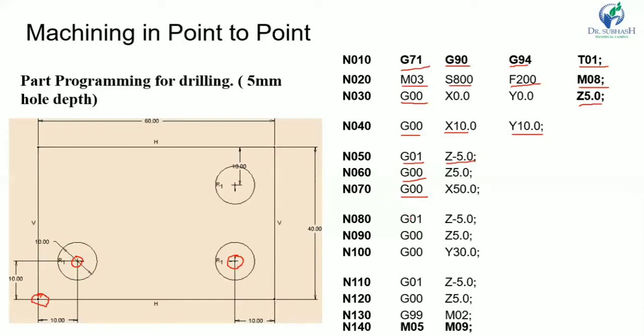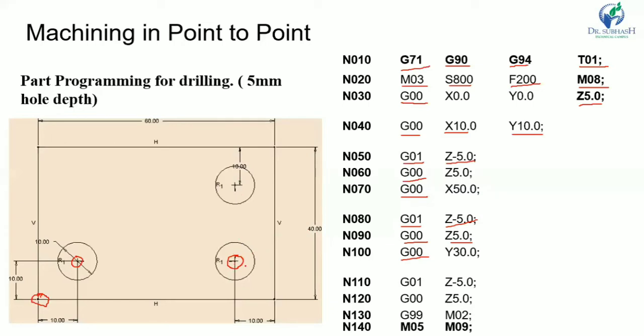Then again G01 Z minus 5, so it will drill the hole for 5 mm. Then again G00 rapid traverse and the tool will go upward, 5 mm from the surface of the workpiece. Then rapid traverse, now it will move from hole number 2 to hole number 3.